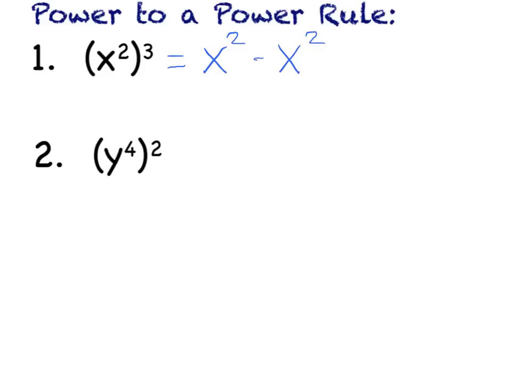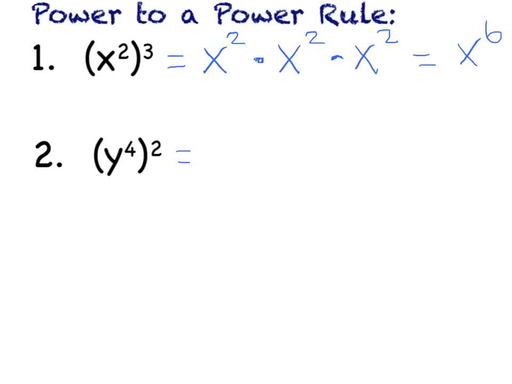So I'm going to multiply this out the long way to show you why and how this rule works. What I have here is x squared times itself 3 times. So I have x squared times x squared times x squared. Now using my product rule that I just talked about in the last slide, I know that when you are multiplying, you can add your exponents. So 2 plus 2 plus 2, that's going to give me x to the power of 6.